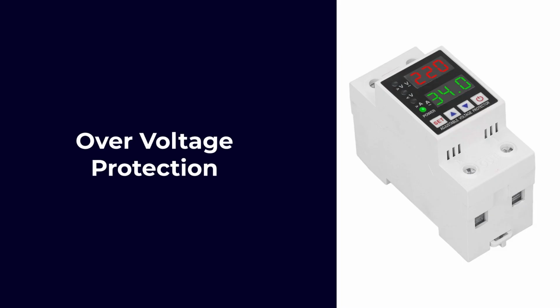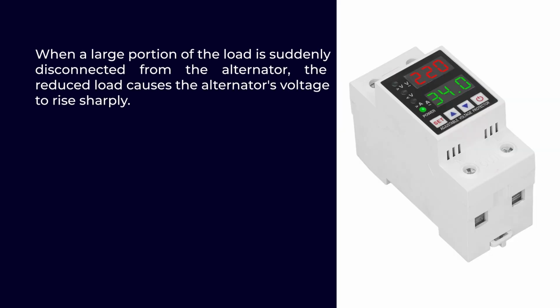Next is the overvoltage. The field excitation system of a modern alternator is designed to prevent an overvoltage condition at normal operating speed. But when a large portion of the load is suddenly disconnected from the alternator, the reduced load current causes the alternator voltage to rise sharply.